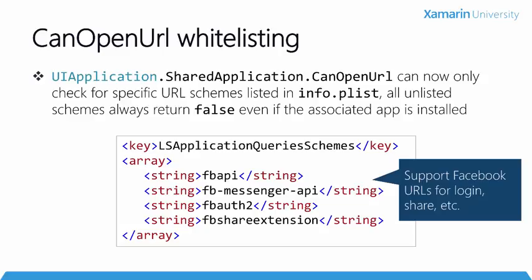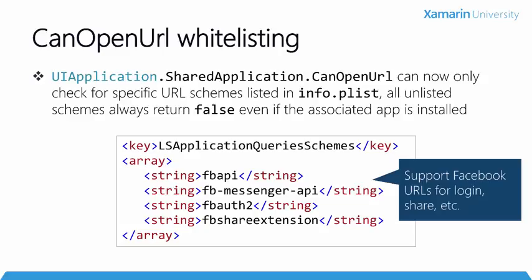So to address this, the canOpenURL API will now always return false unless you specifically whitelist the URL scheme in your Info.plist with a new key. That means that if Twitter wants to scan your device, they're going to have to list all the schemes that they're looking for and then explain it to the reviewer as to why they need to look for those schemes.